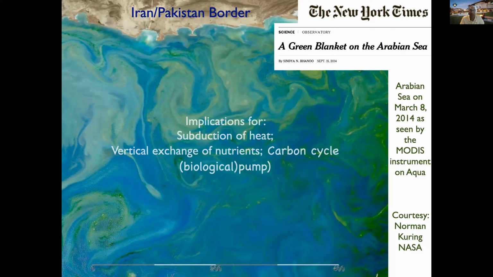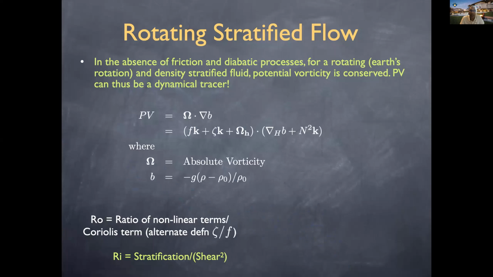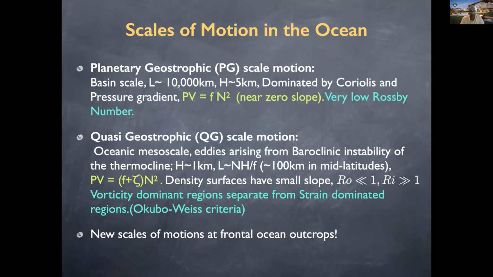So how do these processes arise? From some basic dynamics, we know that a very important variable in the ocean is what's called the potential vorticity. And in the absence of friction and in the absence of diabatic processes, what is conserved is the potential vorticity. At the largest scale, this potential vorticity consists of just Earth's planetary vorticity, and at the basin scale, what is conserved is f/H, so we're near zero slope, with a very low Rossby number.